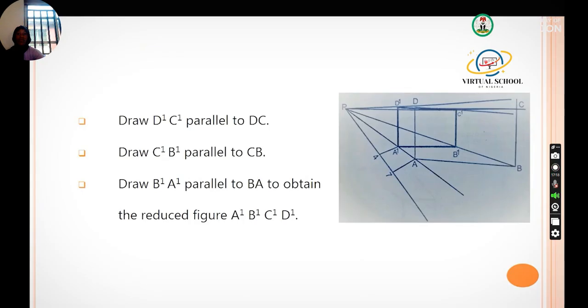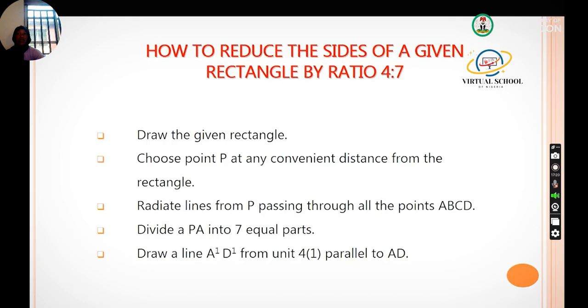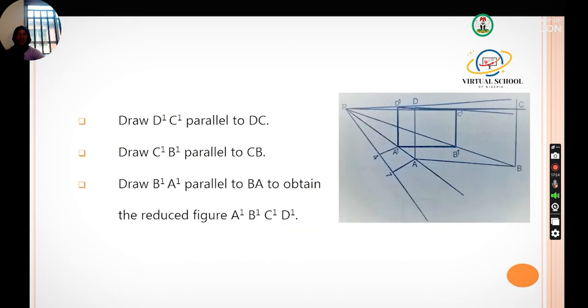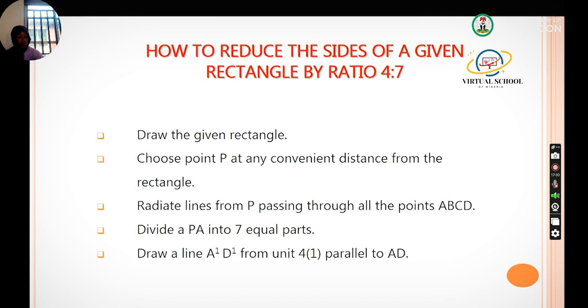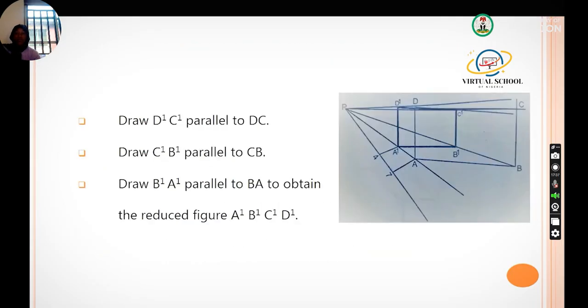Remember, it says divide PA into 7 equal parts. This is the PA. From that PA, you are going to get to the point 4. So draw a line A1, D1 from unit 4, parallel to AD. You draw a line from point 4. This is it. So this makes it D1.